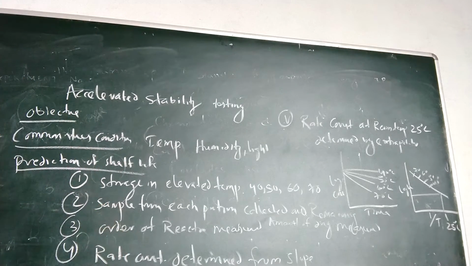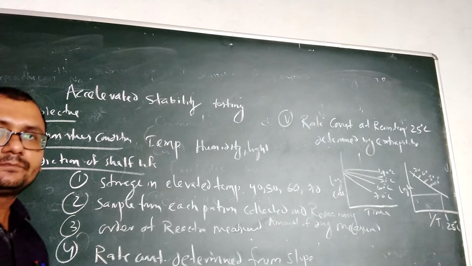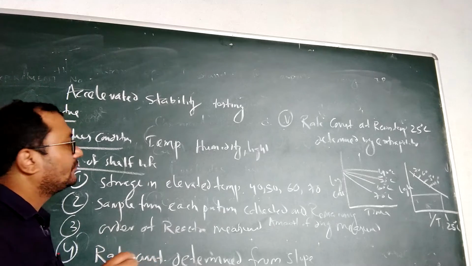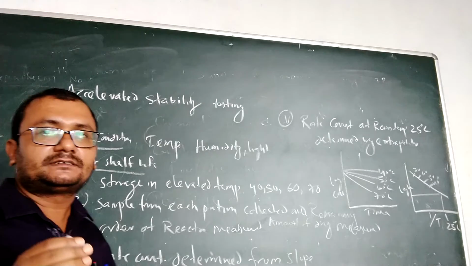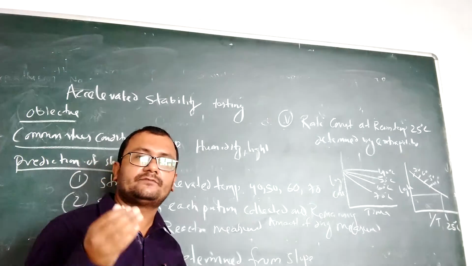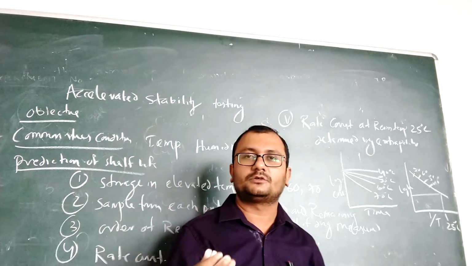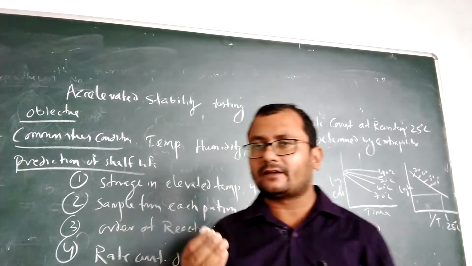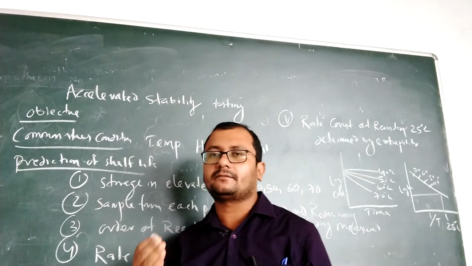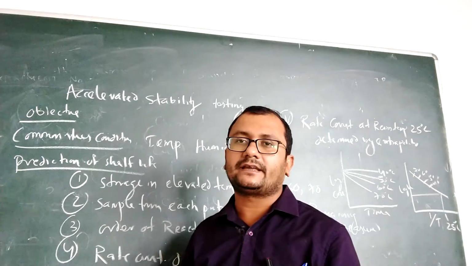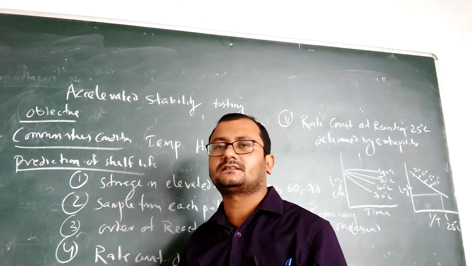We are going to start accelerated stability testing. In this, generally we are finding stability studies, the shelf life of the particular drug dosage form. With this, we are also finding out the expiry date of the particular dosage form. We can see so many types of formulations there.